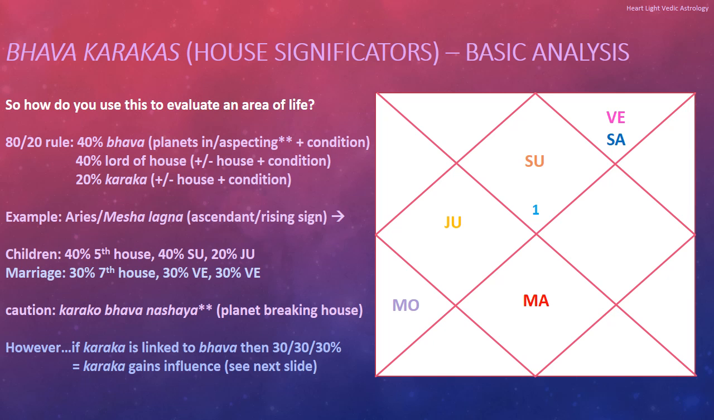Then the next 40%, so the 40 plus 40 here makes the 80%. So the bhava and the lord of the house, the dispositor of the house. Okay, so that's 80%. So the majority of the influence of what a house can give most of the time is between the house and the lord of the house. So the lord of the house, you want to know, did that go to a positive or negative house? And what's the condition of that lord? Is it with a bunch of malefics or benefics?